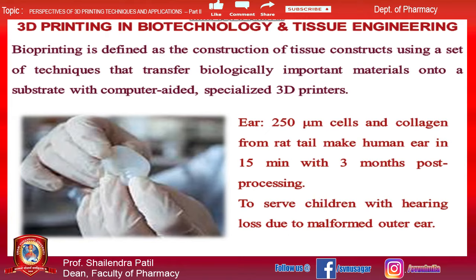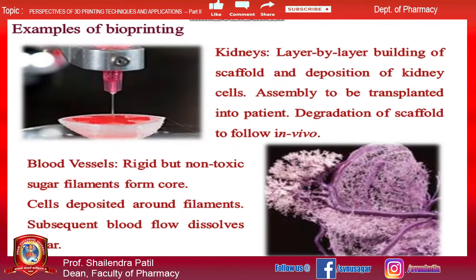Here, by using this technique, scientists have developed a human ear using 250 micrometer cells and collagen obtained from a rat tail, and this ear was developed in 15 minutes only, whereas it took 3 months for the post processing of it. This ear was used to serve children with hearing loss due to a malformed outer ear.